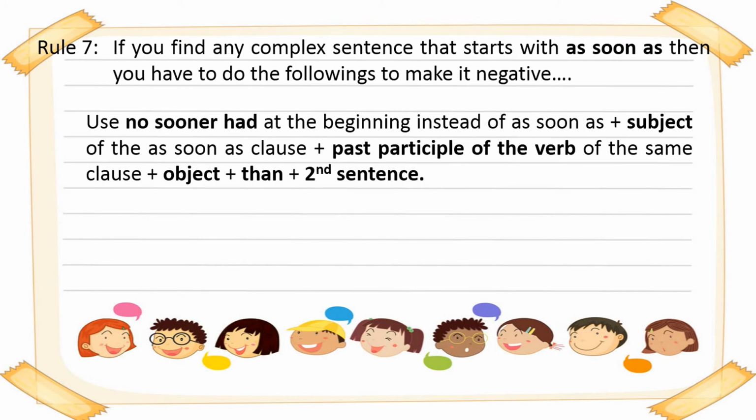Okay, so first no sooner had plus subject of the as soon as clause. So in that clause we will have a subject, so put the subject here, plus past participle of the verb of the same clause. So at first we use no sooner had plus subject plus past participle of the verb, then object plus than, then plus second sentence. Just try to remember the structure. So whenever you just start practicing, you can get it easily.